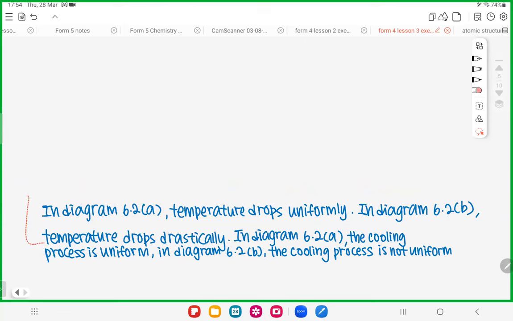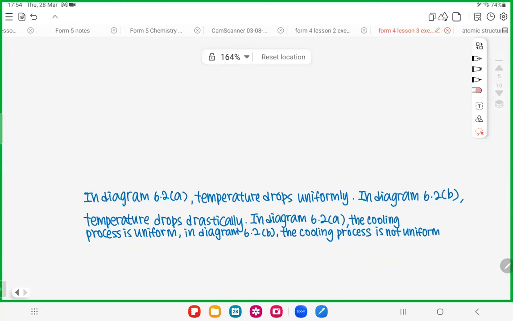Okay, so this is what you see. Then only you explain why. Why does the temperature drop uniformly? In diagram 6.2A, the cooling process is uniform. You have a uniform cooling process. That's why the temperature goes down steadily. In 6.2B, why is there a sharp decrease in the temperature? The cooling process is not uniform. Simple thing. Don't make your life so hard. Don't make the answer so complicated. Just explain using the graph.